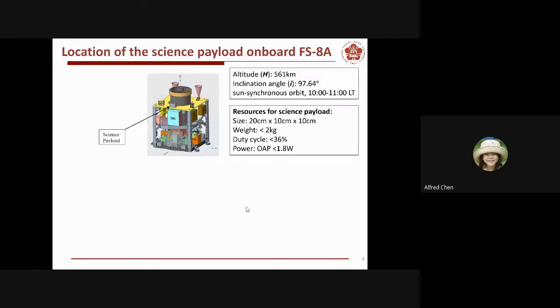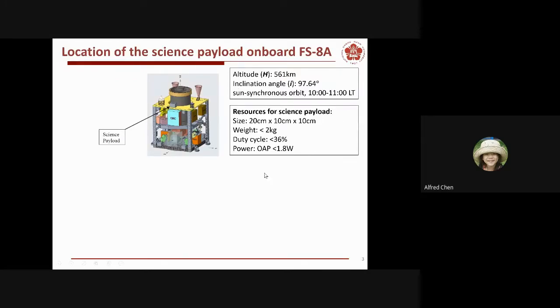I suppose in the first presentation, Dr. Chen should give us some parameters for Formosa A, but unfortunately I didn't see it live, so I spent a few minutes adding this information on this slide. This is the configuration of Formosa A. This satellite will be placed in an orbit of 561 kilometers with an inclination angle of 97.64 degrees. It is a sun-synchronous orbit with a local time of 10 to 11 a.m.